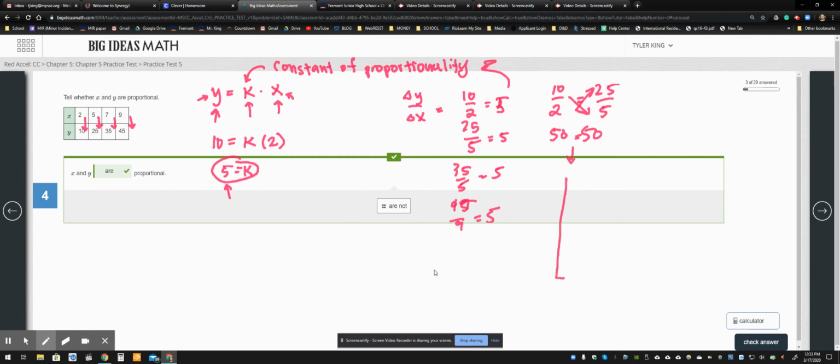We could even graph these. As we graph this, we go over by 2 and up by 10, and so on. We're going to end up seeing that this is a straight line going through the origin. If we were to graph all of those points, the line would go through all of those points, and it would be a straight line going through the origin at 0, 0. Again, lots of different ways to solve this problem, lots of different ways to think about it. Probably the fastest is, is there something that we can multiply x by in order to get y?